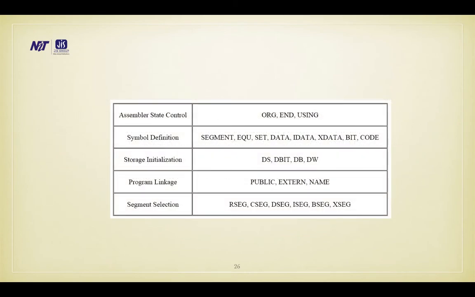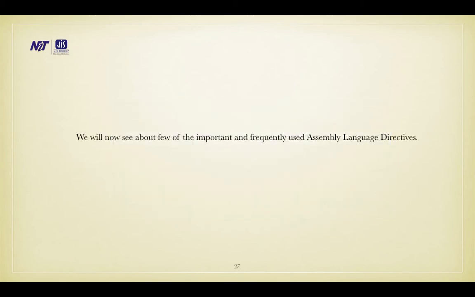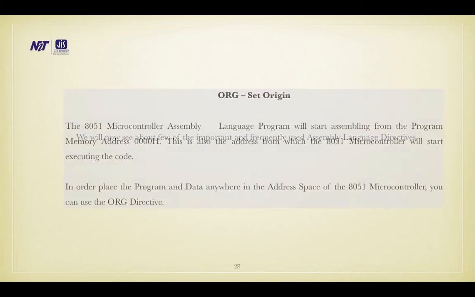Assembler state control: ORG and USING. Symbol definition: SEGMENT, EQU, SET, DATA, IDATA, XDATA, BIT, CODE. Storage initialization: DS, DBIT, DB, DW. Program linkage: PUBLIC, EXTRN, NAME. Segment selection: RSEG, CSEG, DSEG, ISEG, BSEG, XSEG. We will now see a few of the important and frequently used assembly language directives.